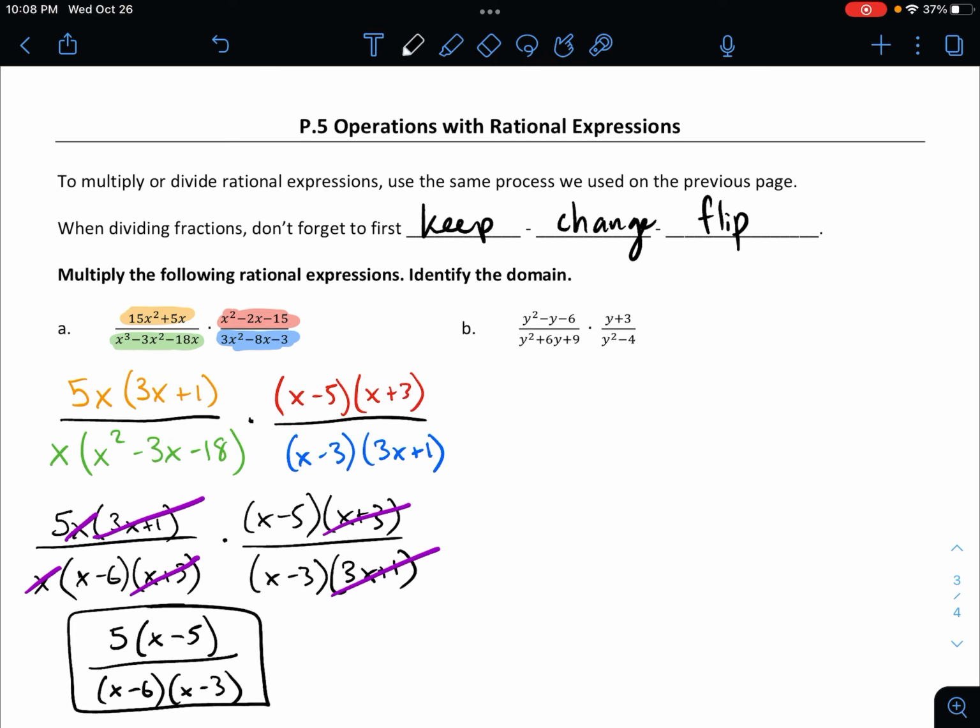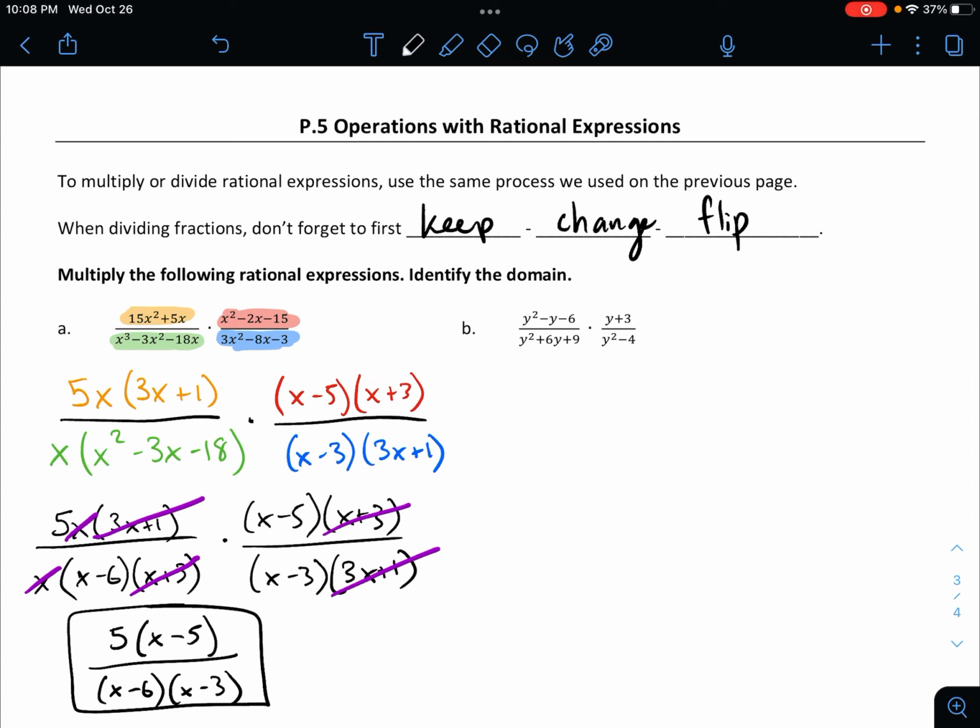and that's actually going to be my answer. Sometimes on a standardized test, you might see it where they distribute the 5 and then they FOIL the denominator, and that could be a possible answer, so you might have to look for that on a standardized test. But for our purposes here, you can feel free to leave it just like that.